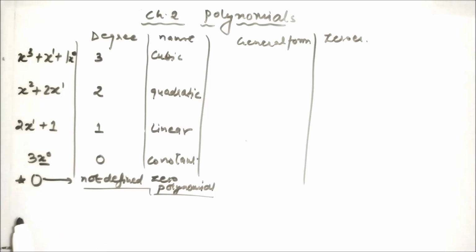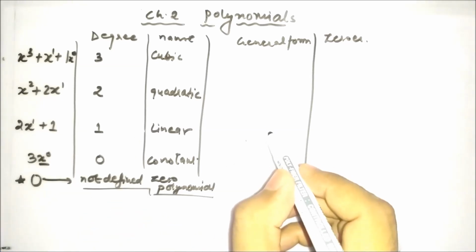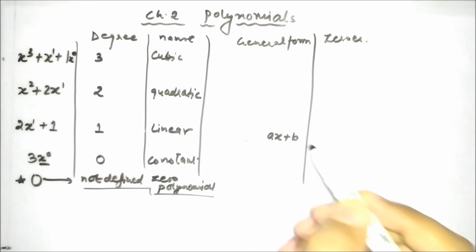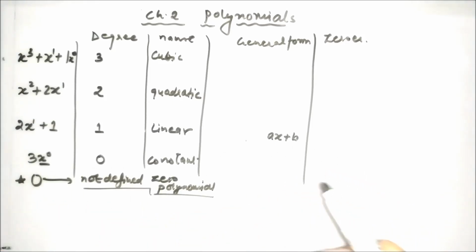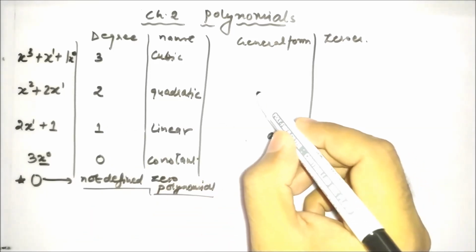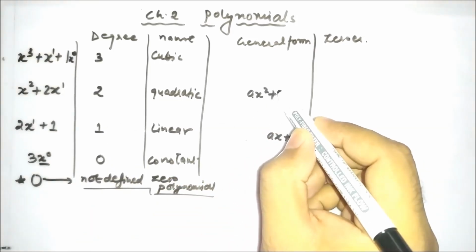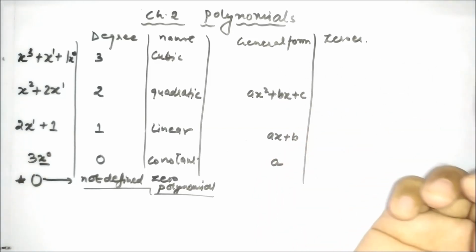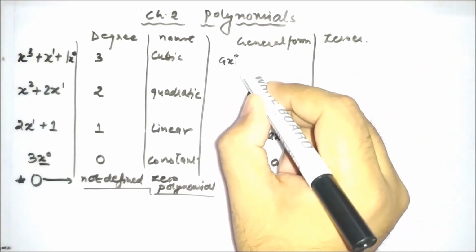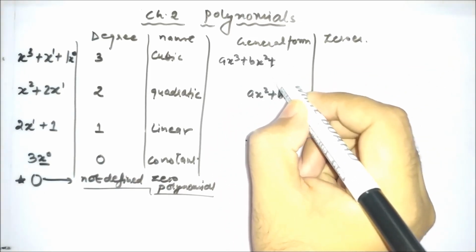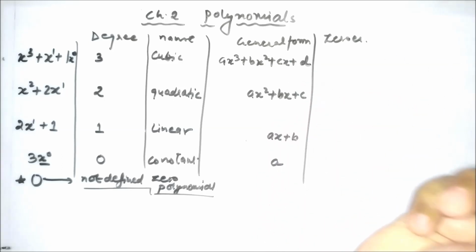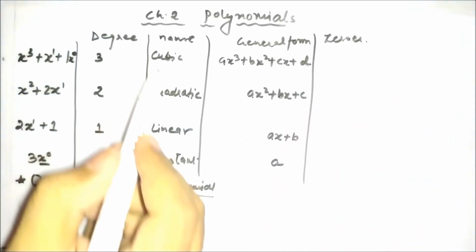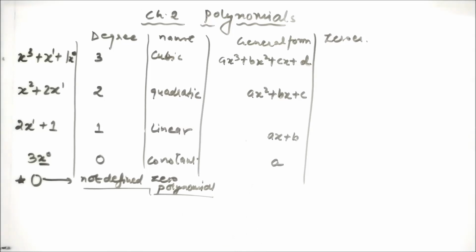Okay, now what is the general form of these? The general form of a linear polynomial is ax plus b. The general form of a constant polynomial will be any constant; you can take a, suppose. For quadratic, the general form is ax square plus bx plus c. For cubic we have ax cube plus bx square plus cx plus d. This is the general form of the respective polynomials written here. Now next is the zeros of a polynomial.